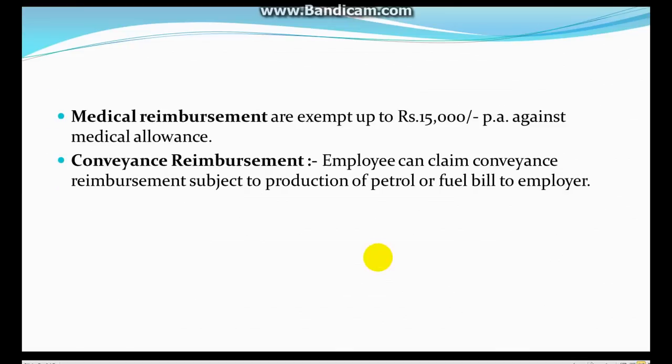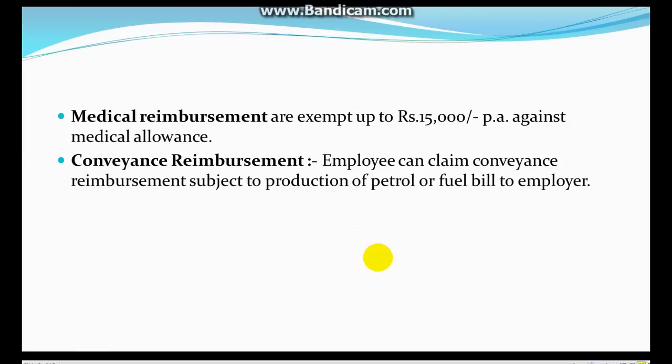For this you have to produce medical bills to your employer and you will get the tax rebate on rupees 15,000. So yes, through medical reimbursement you are going to save tax on rupees 15,000 by producing the bills of medicines or doctor prescriptions. Now move on to conveyance reimbursement.